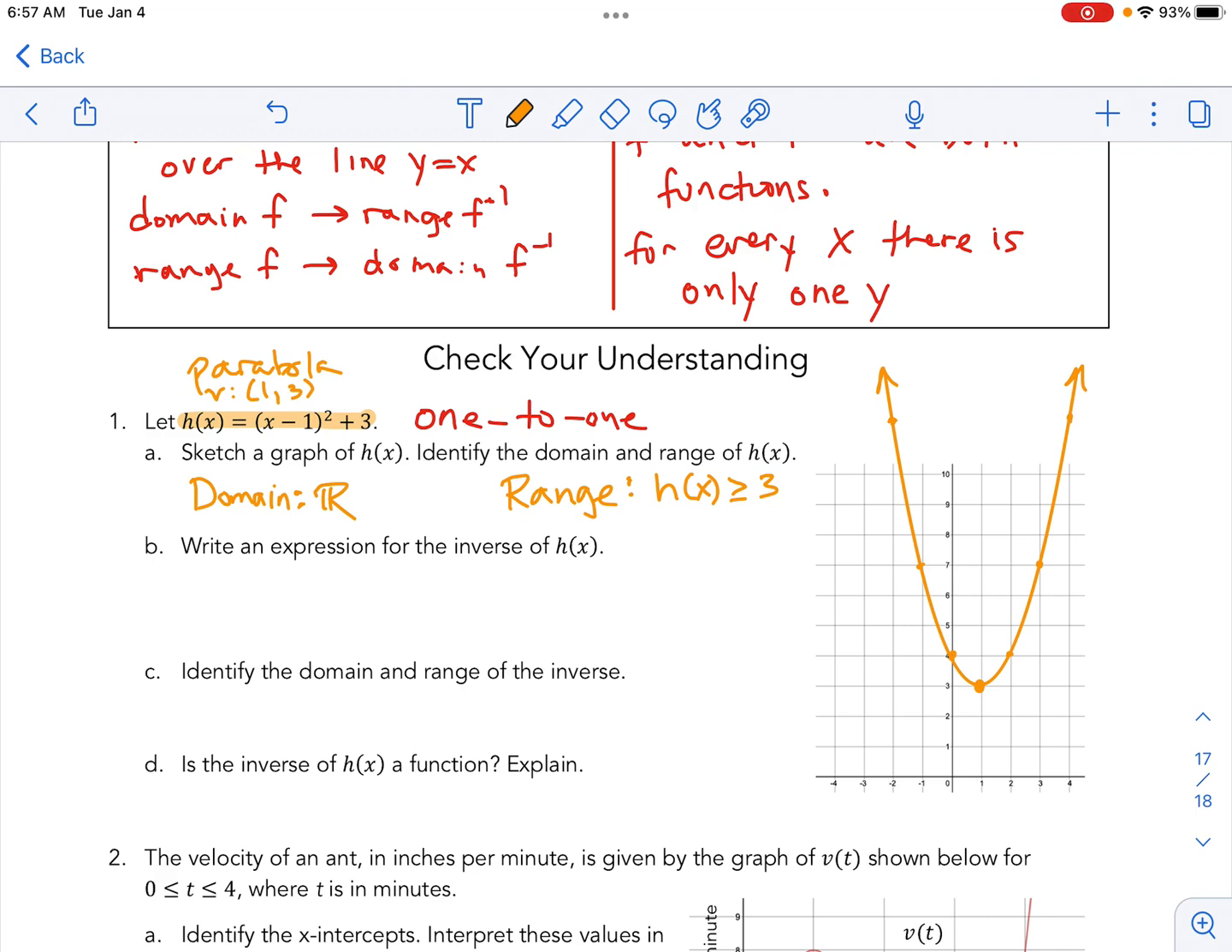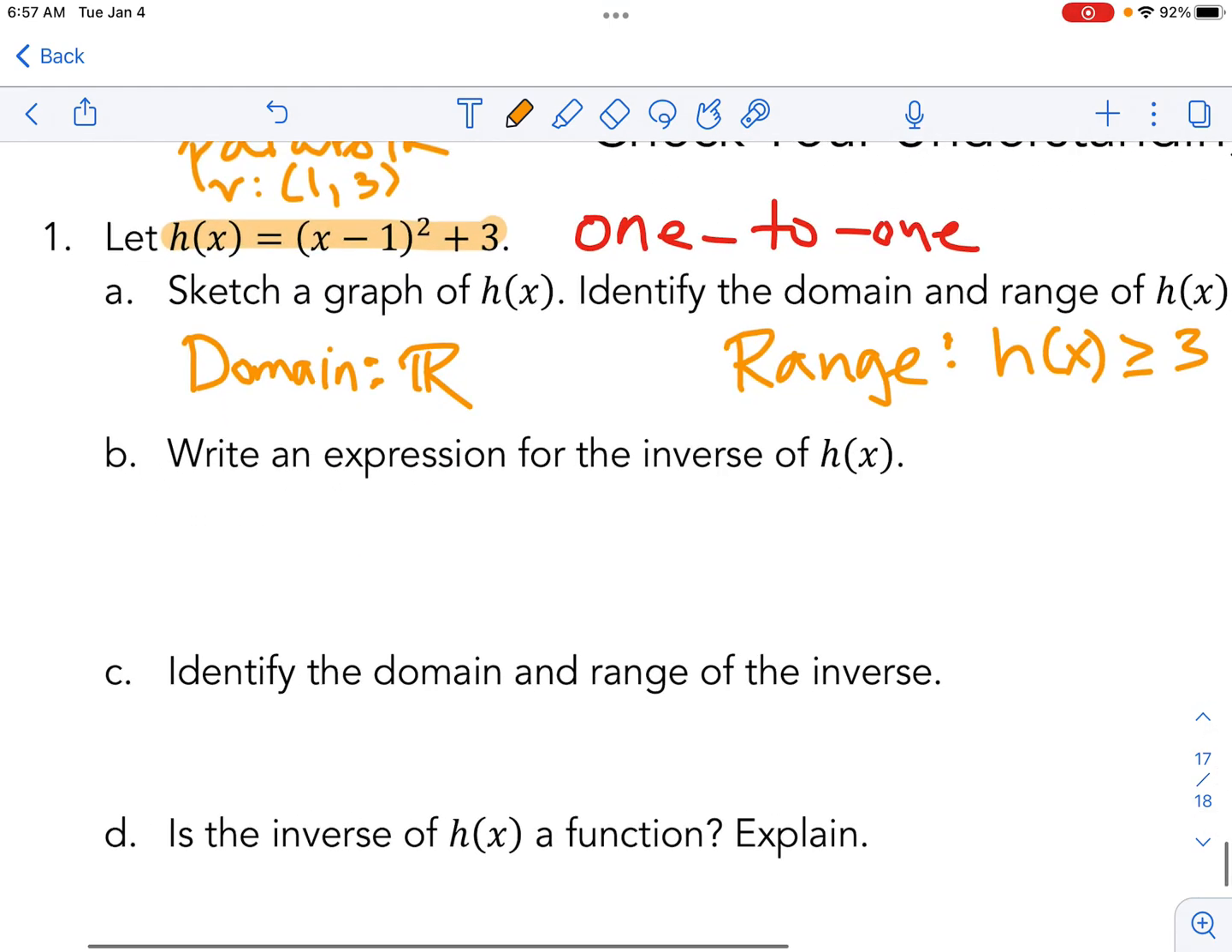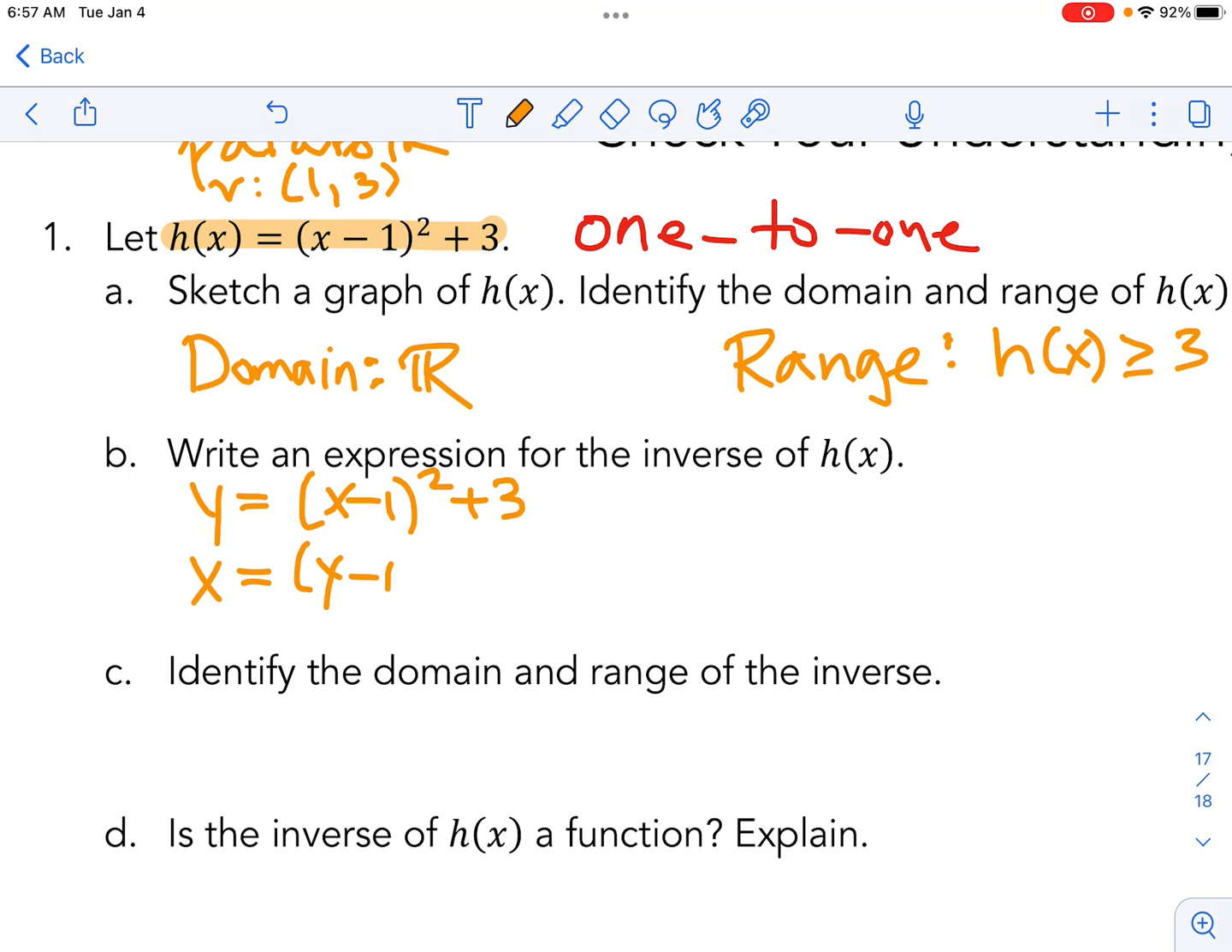And so it says write an expression of the inverse of h. So the inverse is swapping the x and y's. And we practiced this yesterday, right? The previous class, swapping the x's and the y's. So let's start out by calling this y equals x minus 1 squared plus 3. And then we're going to swap the x's and the y's. So x equals y minus 1.